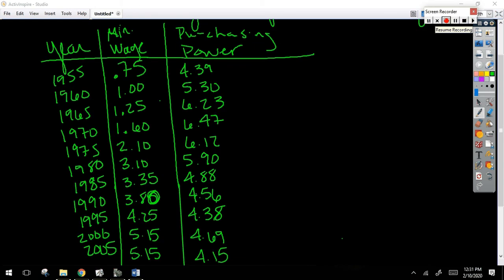So this chart shows us comparing the year to what the minimum wage was that year. Some of you said 75 cents. I would never work for 75 cents. But then in the next column, you have what the purchasing power is. Do y'all know what purchasing power is?